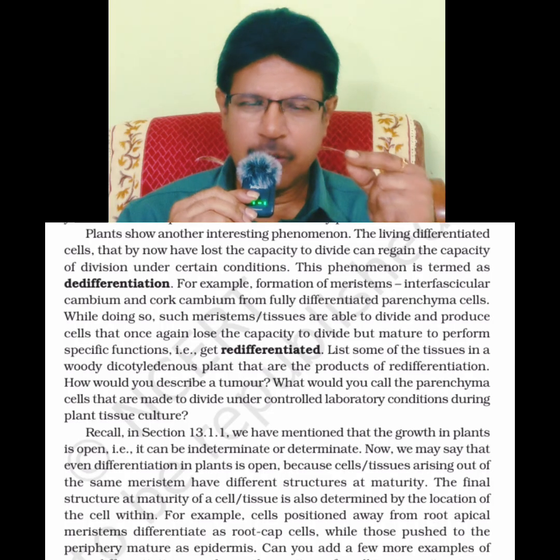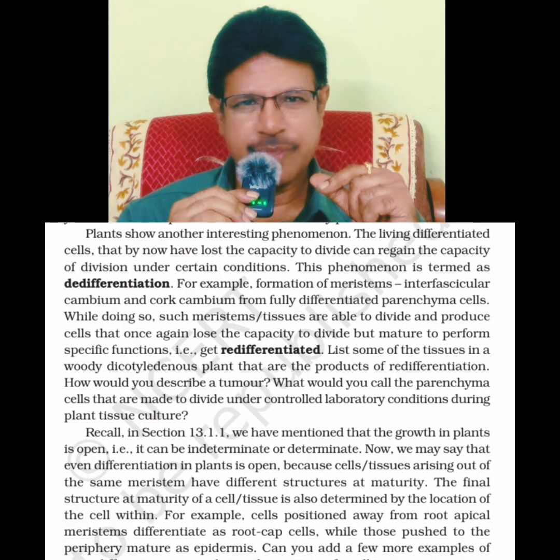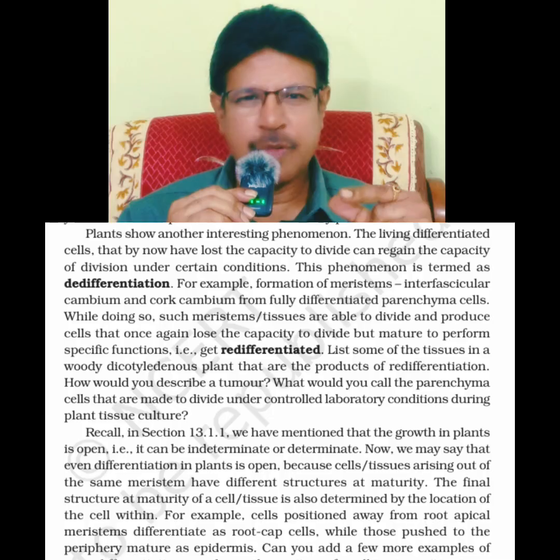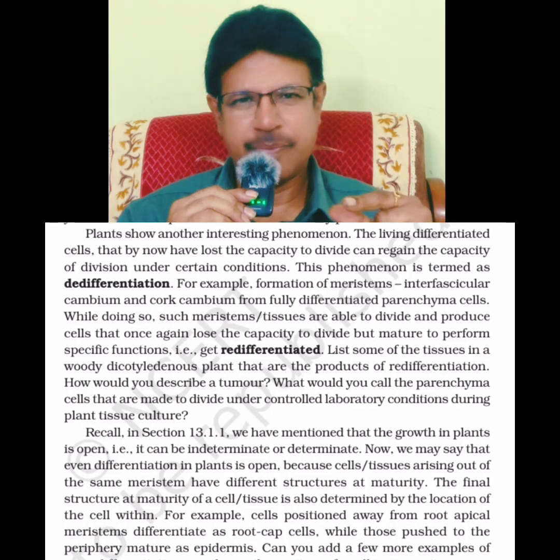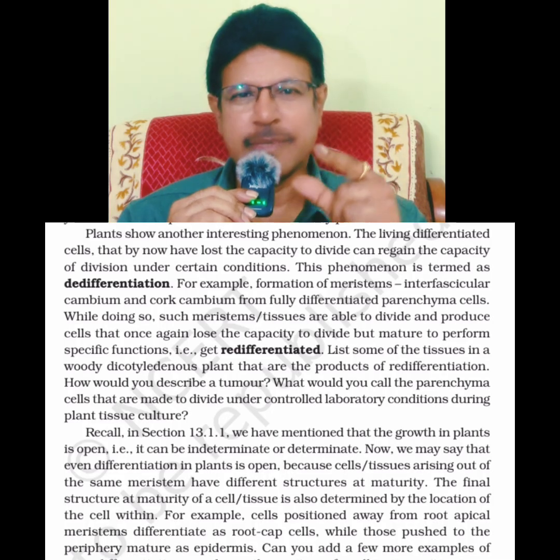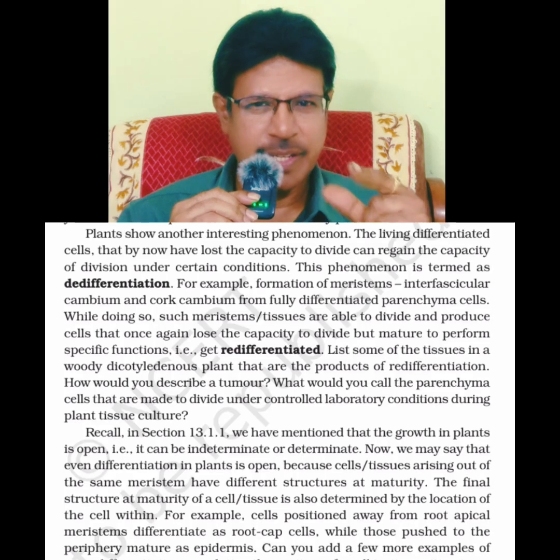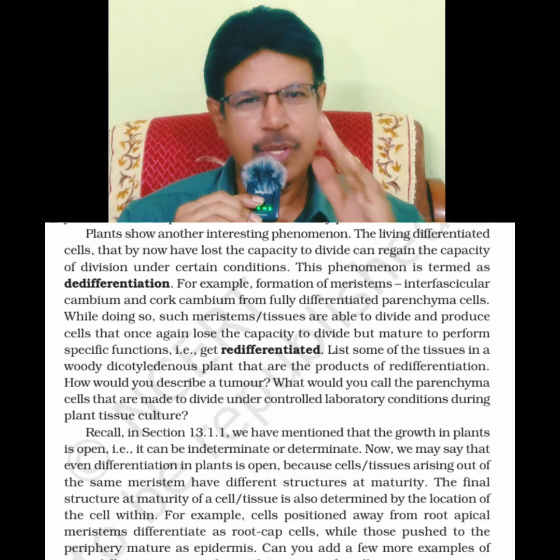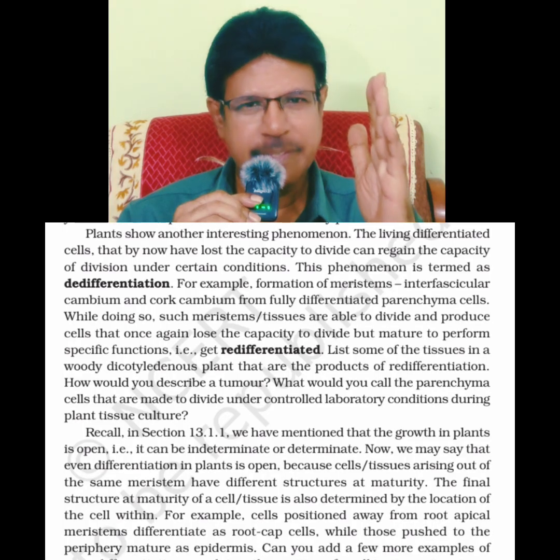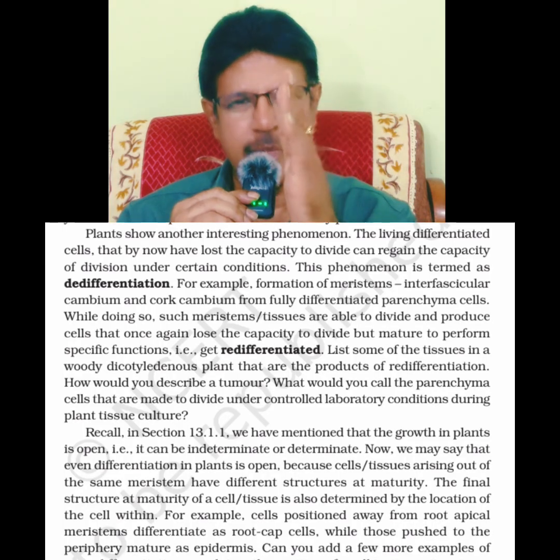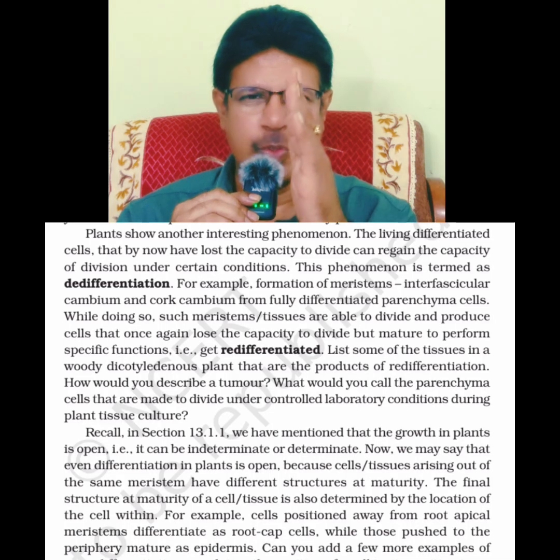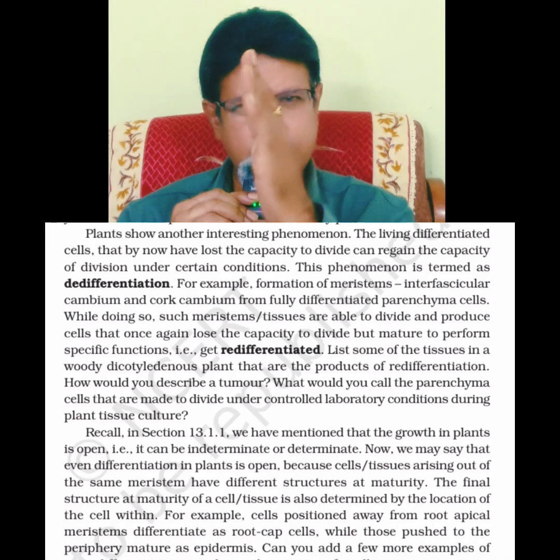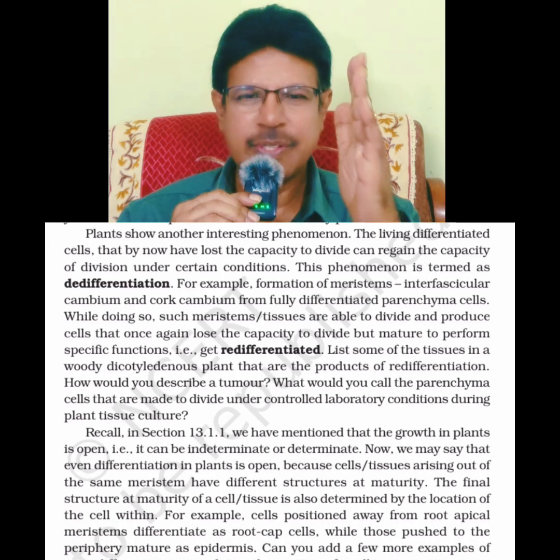So can we correlate with some other examples? Yes. The cells positioned away from the root apical meristem form the root cap, because the final structure of the cell depends upon its position, that is location. Cells positioned away from the root apical meristem are root cap cells. Pushed to the periphery, it is epidermis, below which it is cortex, below which it is vascular tissue. So protoderm gives epidermis, ground meristem gives ground tissue system, procambium gives vascular tissue system.